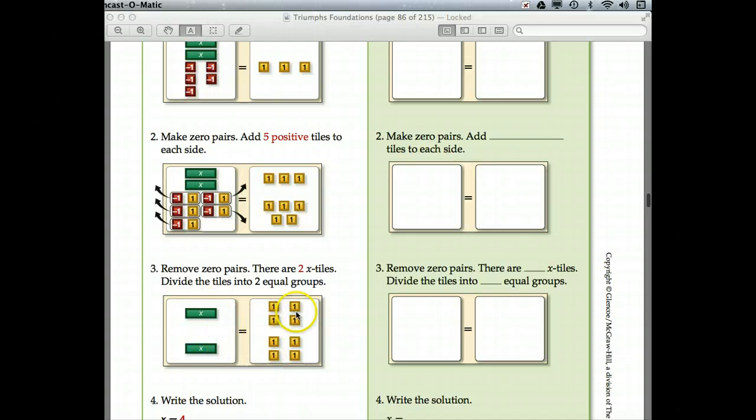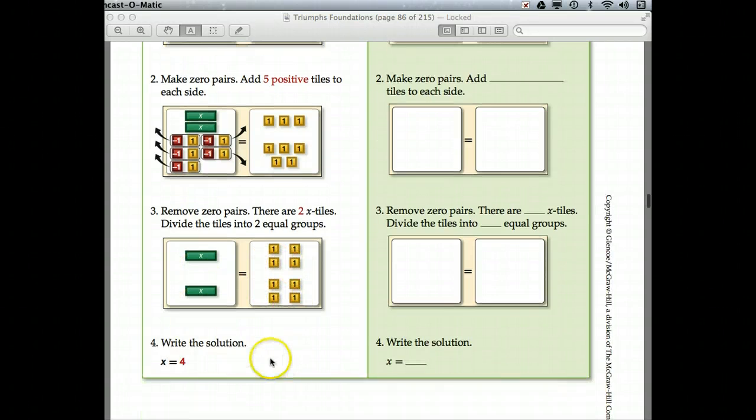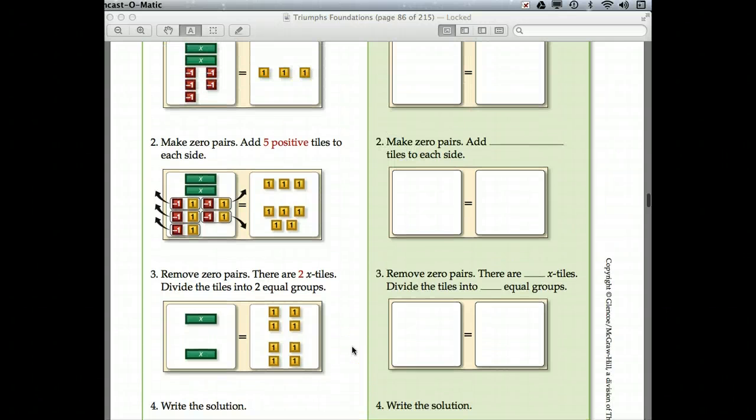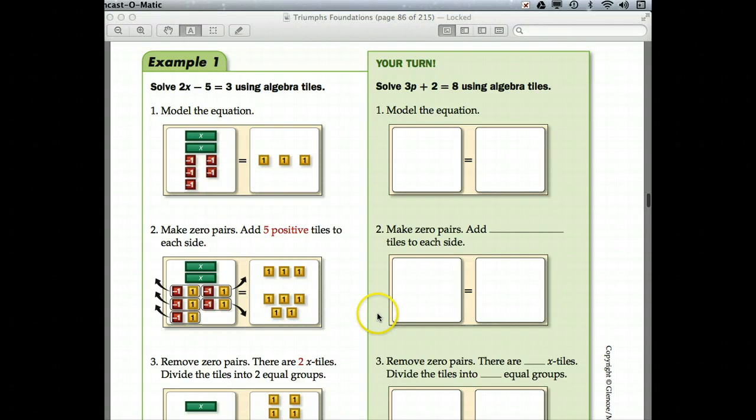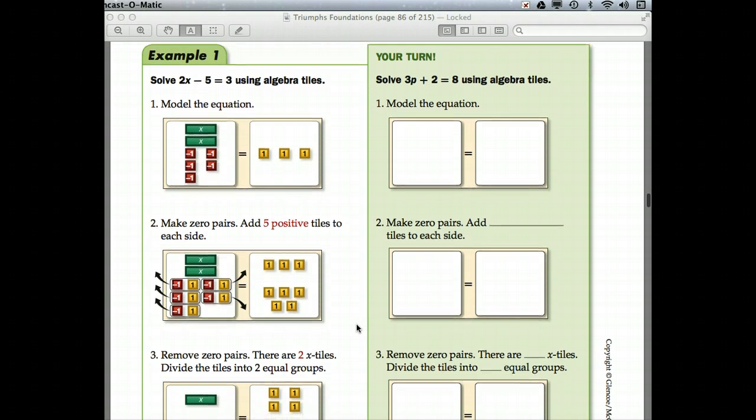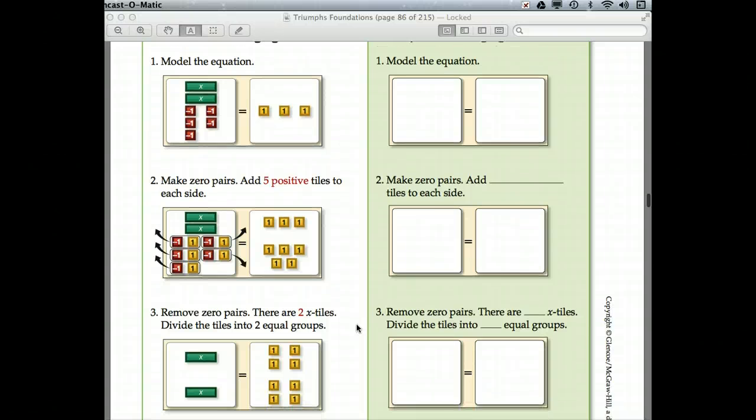So we're going to have 2 x's and 5 plus 3 will be 8. We'll have them in 2 different groupings. So each x is equal to 4. Okay, with that in mind, let's go back and we'll work this equation. It's now your turn to solve 3p plus 2 is equal to 8 using algebra tiles.